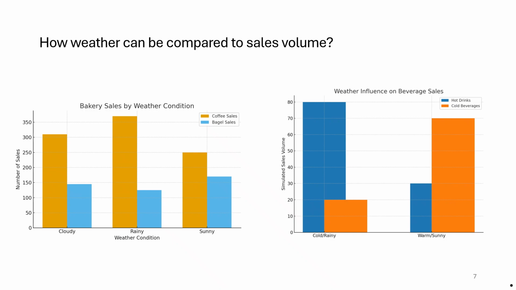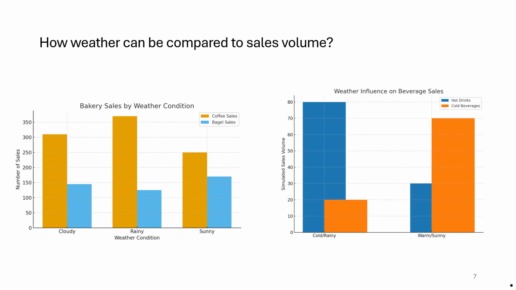These charts provide an example of how weather conditions can influence consumer behavior. The first chart shows bakery sales by weather condition. We can see that coffee sales increase on cloudy and especially on rainy days, while bagel sales remain relatively stable but slightly higher on sunny days.